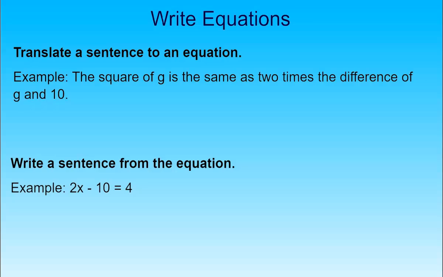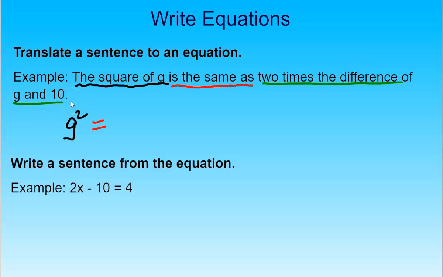So the first part says the square of g. So the square of g, I'm just going to write g, and then I have square, is the same as, so is the same as means equals, and then 2 times the difference of g and a number, or g and 10.